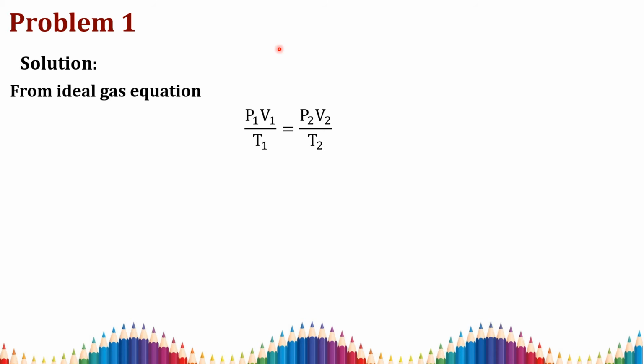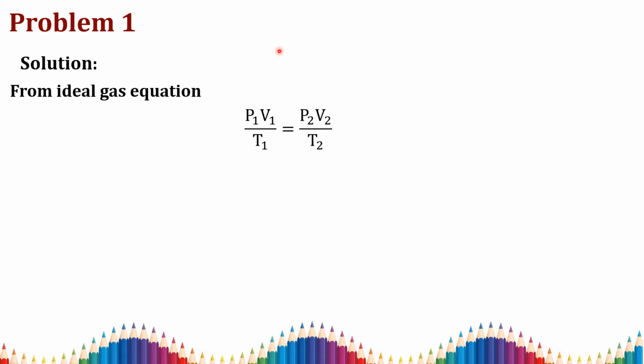So I can write PV by T equal to mR, where m is mass and R is the gas constant. Here in this problem, the mass is constant, and R, the gas constant, is also constant. So I can write the equation PV by T equal to constant.